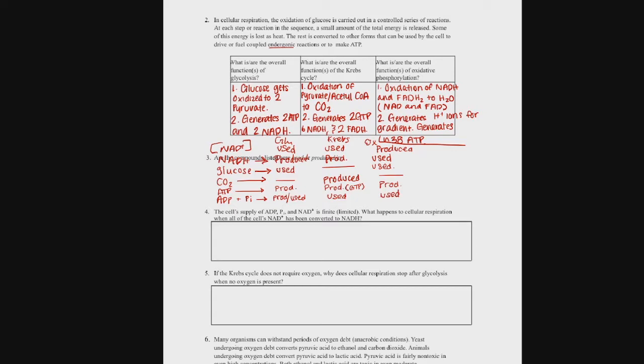So we can say if there is no NAD plus, glycolysis and the Krebs cycle cannot proceed and will shut down.